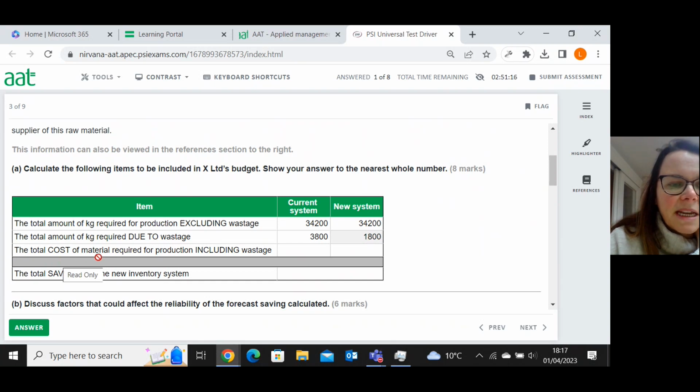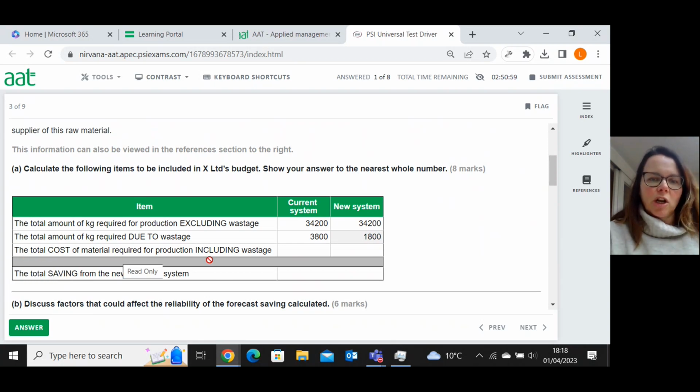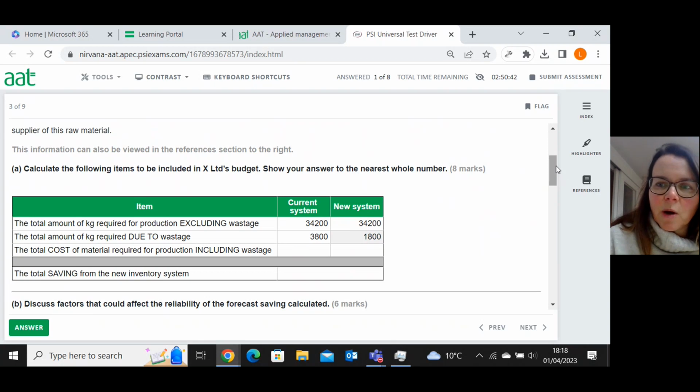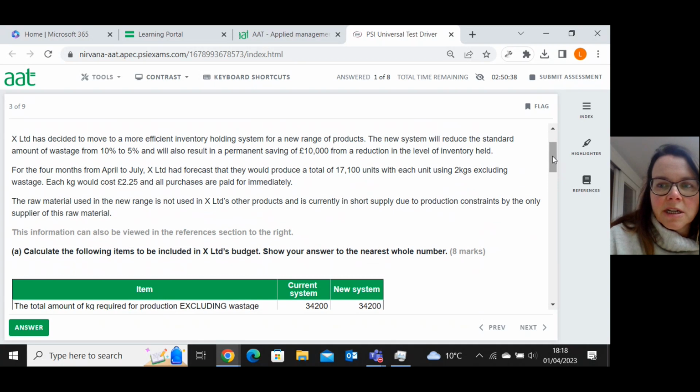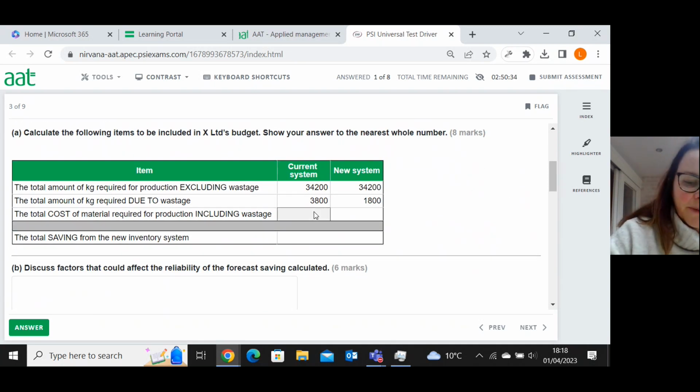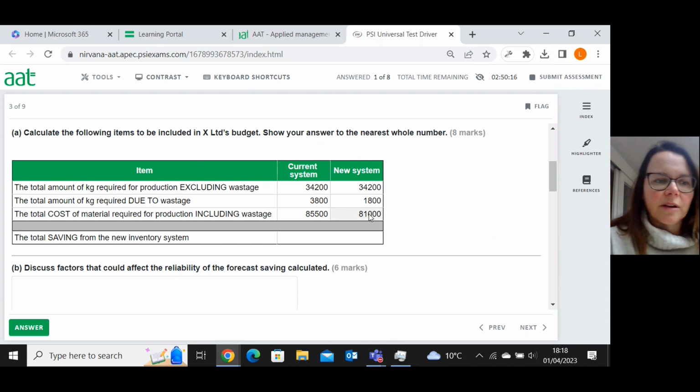The total cost of material required for production, including waste. Now you've got to be careful here, because originally I thought, oh, there's the 90, the 10 and the 100, but it's not. These are the kilograms, and now it's asking the cost of the material required, including the waste. So what we need to do here is figure out for the current system, the 100% kilograms figure will be these two added together, which is 38,000. And we were told that it's £2.25 per kilo. So I'm going to do 38,000 times £2.25. So that's in pounds. And then for the new system, again, add both of these together, which comes to 36,000 multiplied by the £2.25. So that comes to 81,000.